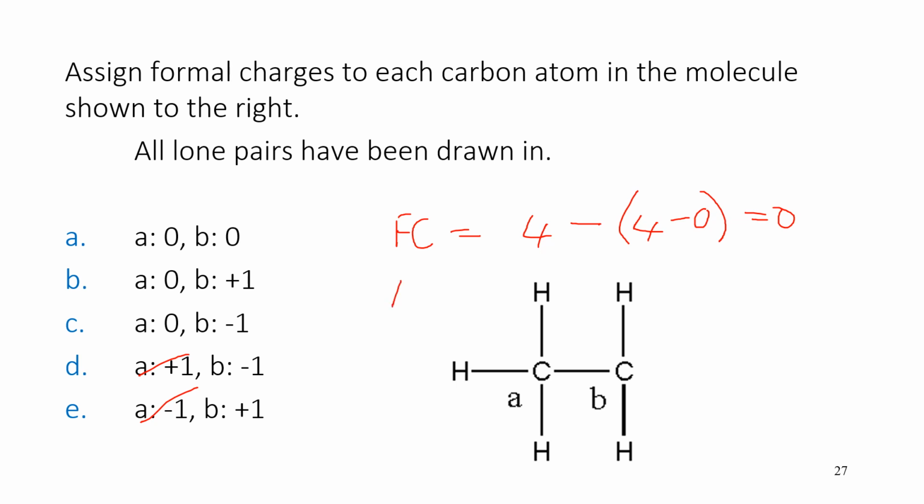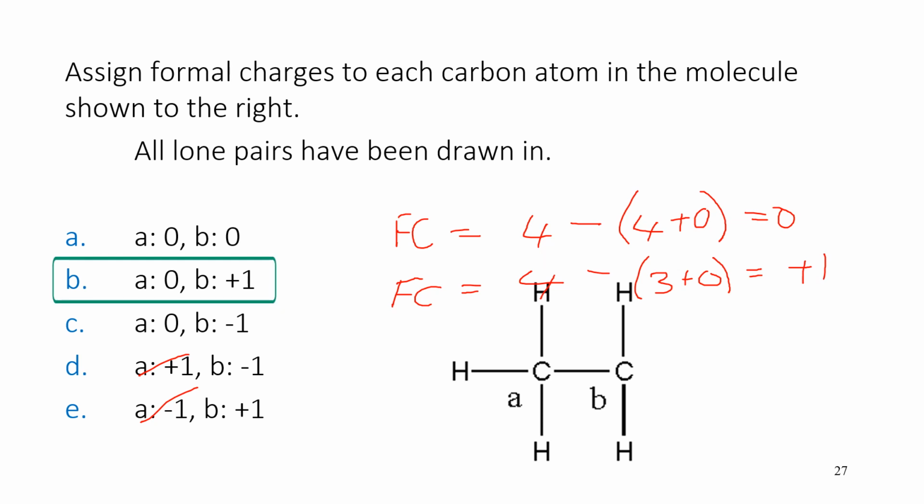The formal charge of B, again, the number of valence electrons on the carbon is 4 minus the number of bonds. In this case, we have 3, plus the number of unshared electrons, which again, I do not see any, 0. So 4 minus 3 equals plus 1. So your answer there should be B. Does that make sense?